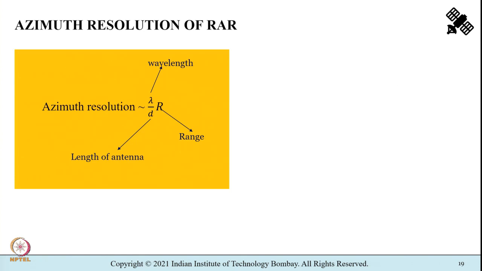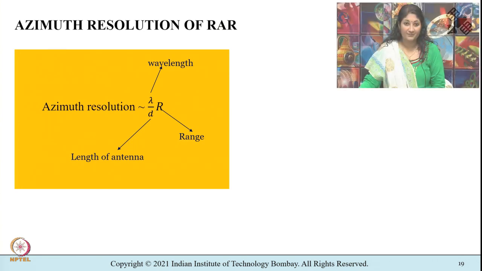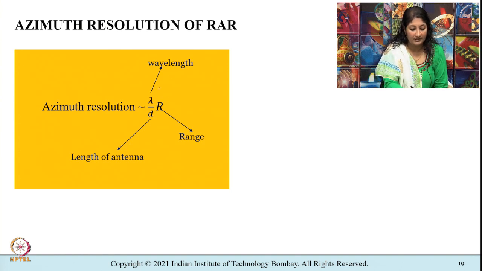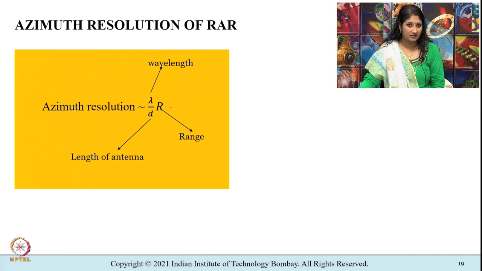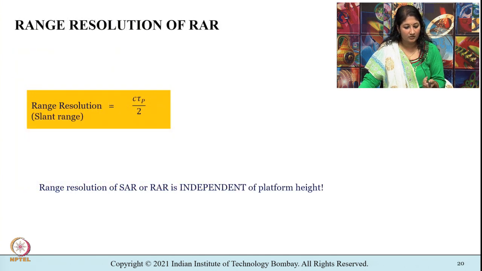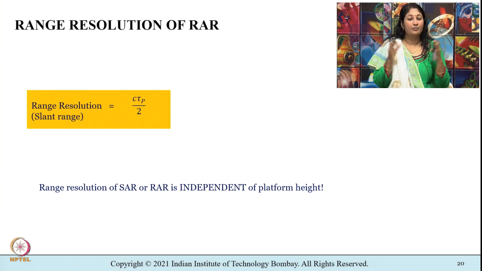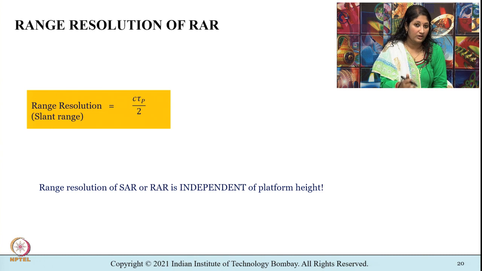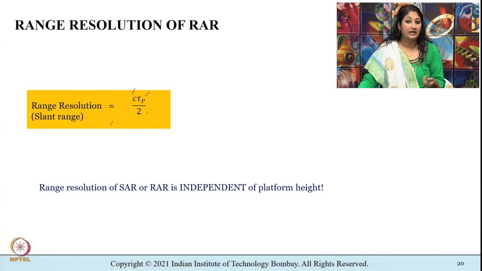Just to complete our discussion, what you see in front of you is the azimuth resolution of real aperture radar, which is nearly equal to wavelength into range divided by length of antenna. Wavelength into range by length of antenna. Moving on, the range resolution of RAR, we discussed, is independent of platform height, isn't it? Whether it is RAR or SAR, it will have a particular range resolution as well as azimuth resolution. We already saw the azimuth resolution. What you see here is the range resolution in the slant range, that is c tau p by 2, where c is the speed of light and tau p is the pulse duration.